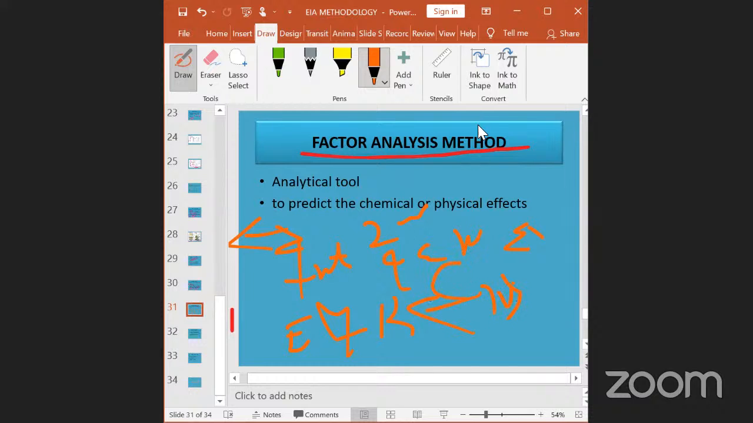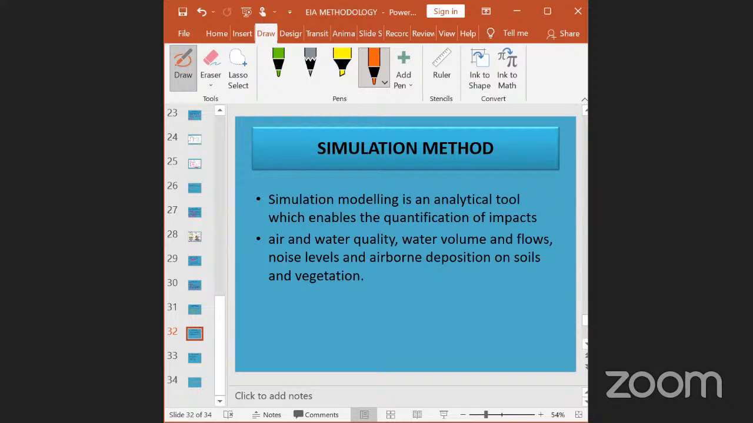So these are some factor analysis methods. And the next one is simulation. Simulation modeling is an analytical tool which enables the quantification of impact, which can affect the environment, by simulating environmental conditions. Often models use computer technology to predict the chemical or physical effects of a particular action within the environment, right?